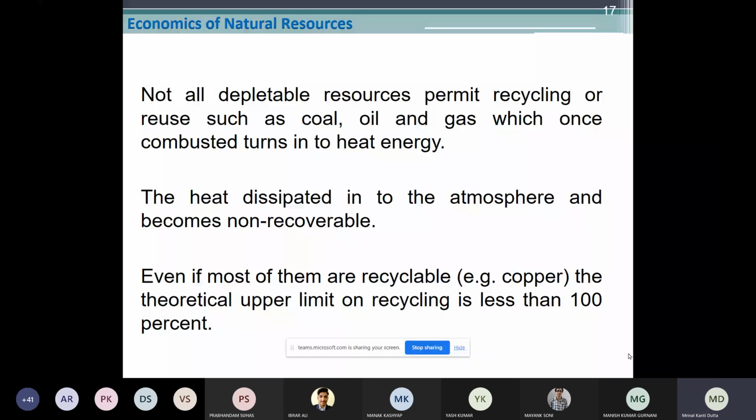So of course, we need to look into certain other things as well. All the depletable resources will not be permitting recycling or reuse. Coal, for example. Once you burn it, it will convert itself into some form of energy, and it might be dissipated into the environment as well, which you cannot recapture and reuse or recycle. So that's the problem. Similar thing is oil and gas, which once combusted, turn into heat energy, which cannot be recaptured again. So that is another issue insofar as these types of resources are concerned.